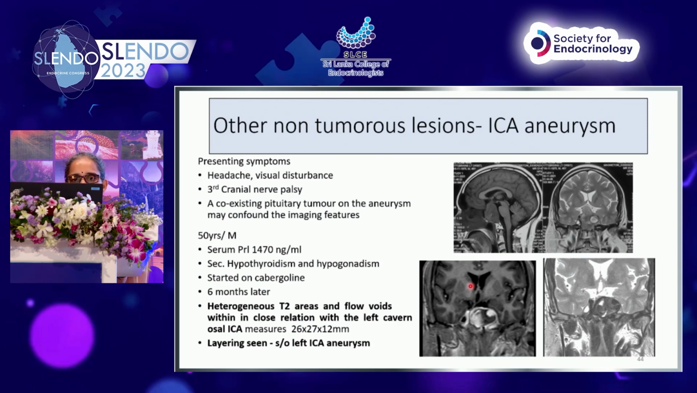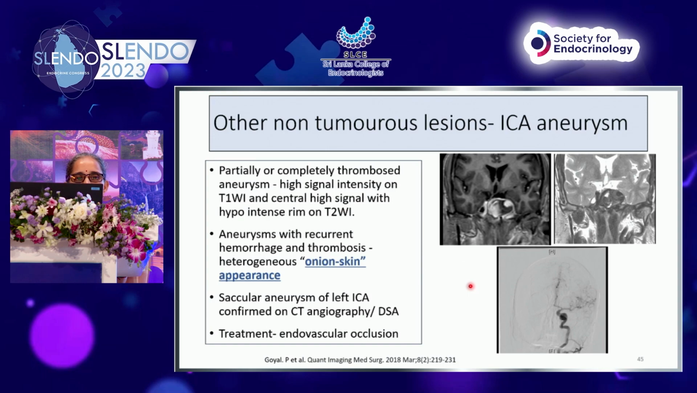Initially, we thought it was a cystic degeneration on one side, but subsequently, after treatment with cabergoline, we noted that there was a flow void on T2, and there was layering around it, suggesting an ICA aneurysm. So a partially or completely thrombosed aneurysm would give a high signal intensity on T1 weighted MRI, whereas an aneurysm with recurrent hemorrhage or thrombosis would give an onion skin or a layered kind of appearance. The diagnosis is confirmed by CT angiography or digital subtraction angiography, and the treatment is with endovascular occlusion.